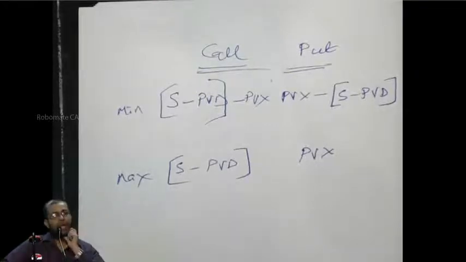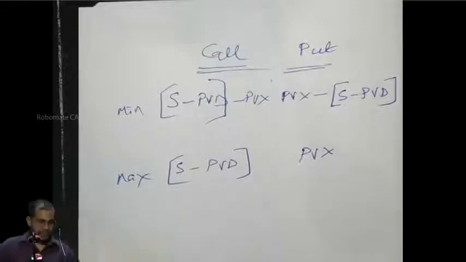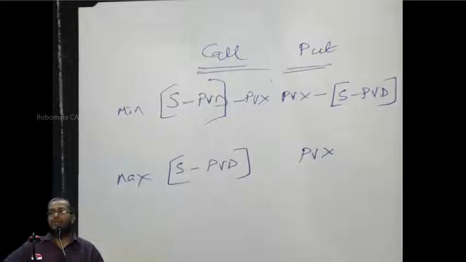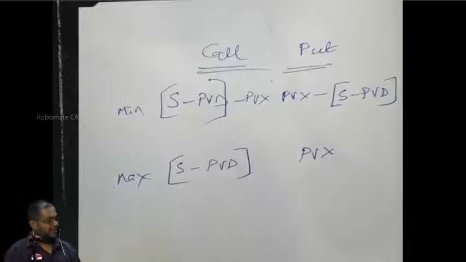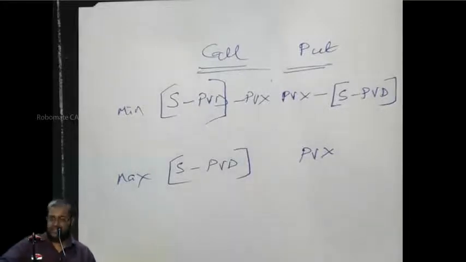Because when the option is exercised, the underlying asset is an ex-dividend asset. Hence, the option is really created on an ex-dividend share, not a cum-dividend asset.